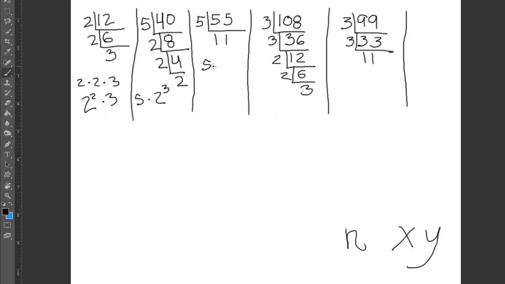55 can only be 5 times 11 because it's pretty much one step away from being prime. There's no powers because there's only 2 prime factors, and so on and so forth. This one we've got 2 to the second times 3 to the third, and 3 to the second times 11. Now, sometimes people want you to put it in descending order. It doesn't matter. So that's how you prime factor.